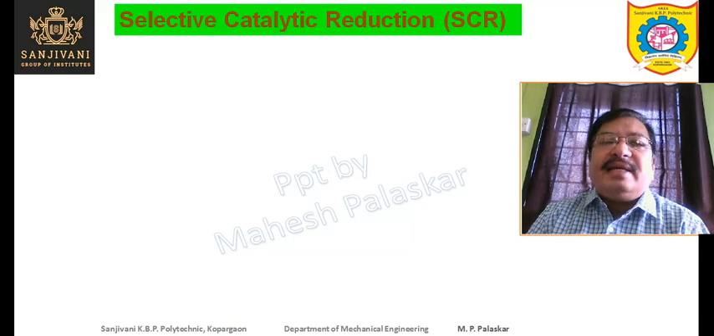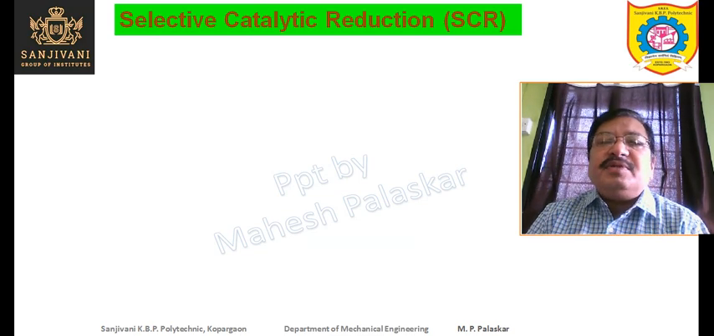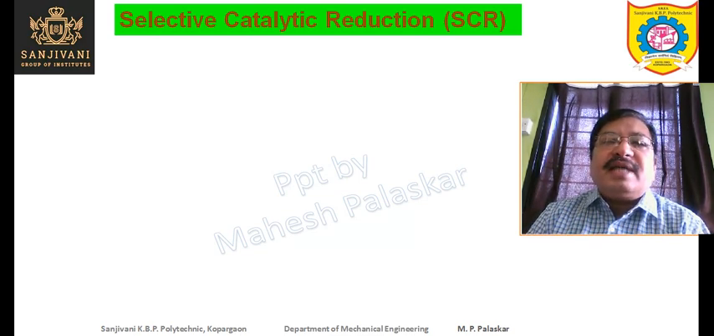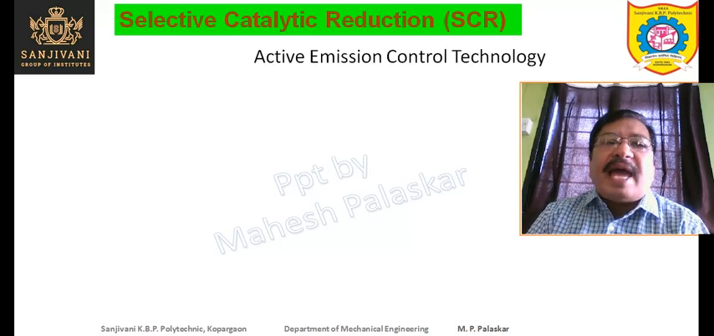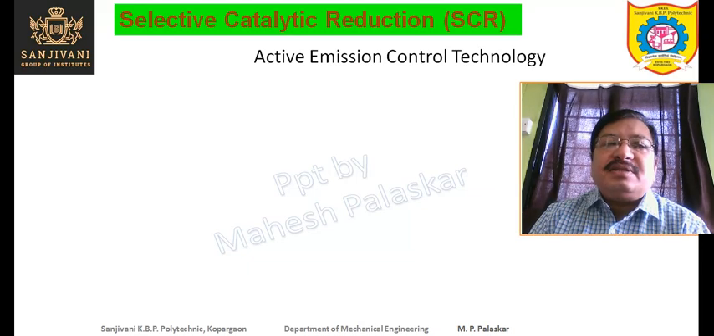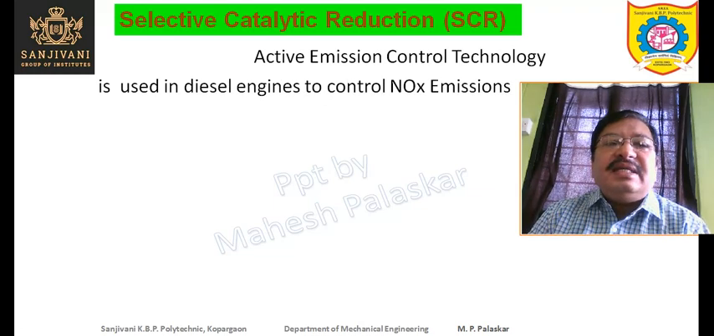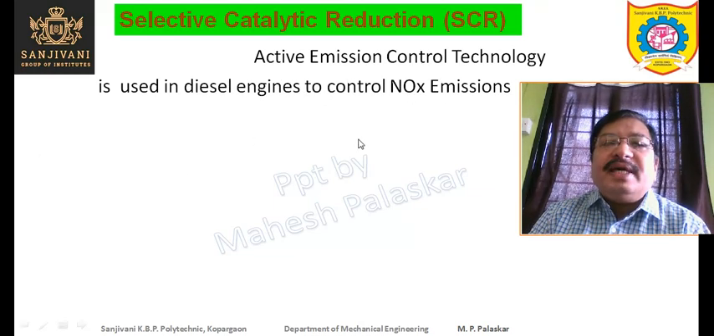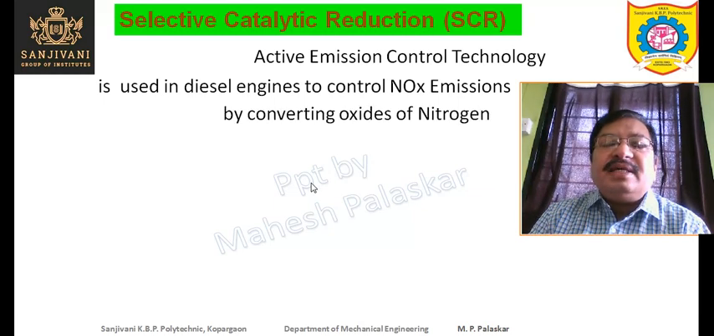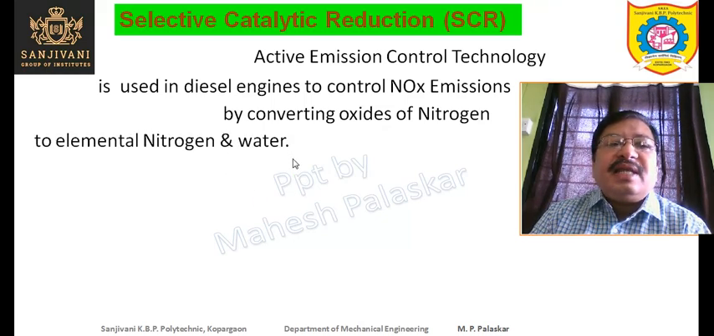So, this selective catalytic reduction process is the process which is done on the exhaust gases of the engine, so that the nitrogen oxides can be reduced into nitrogen and water. So, active emission control technology is used. This active emission control technology is used in the diesel engines to control NOx emissions by converting these oxides of nitrogen to elemental nitrogen and water.